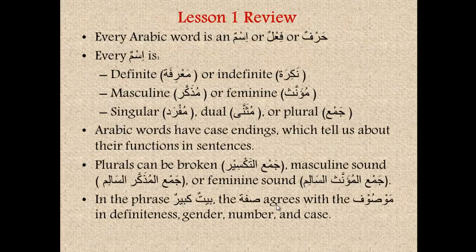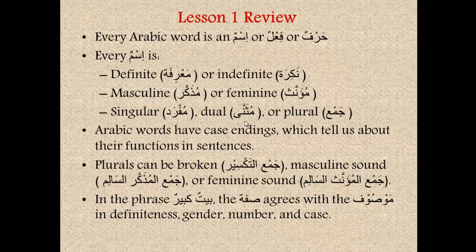So that brings us to the end of lesson number one. Here is a quick review. Every Arabic word is either an ism, a noun or a pronoun, a fi'l, a verb, or a harf, a particle. Every ism is either definite, ma'rifa, or indefinite, nakira. Every ism is also either mudhakkar, masculine, or mu'annath, feminine. And also, every ism is numbered. It can be singular, mufrad, dual, muthanna, or plural, jam'.